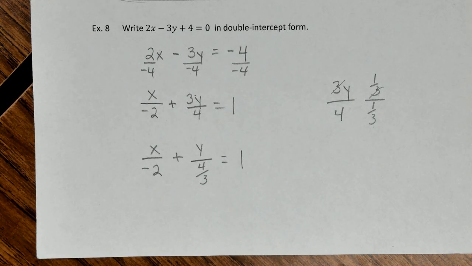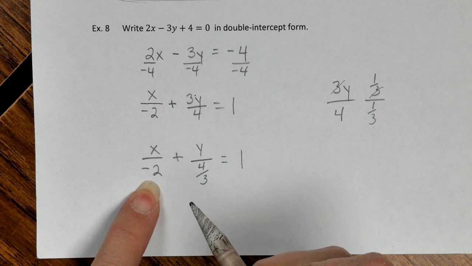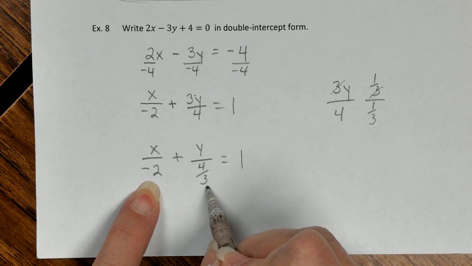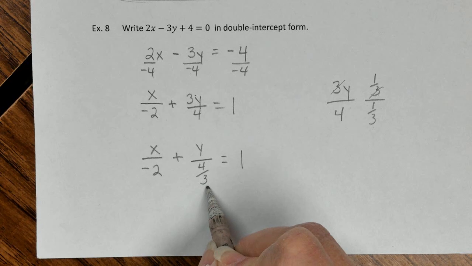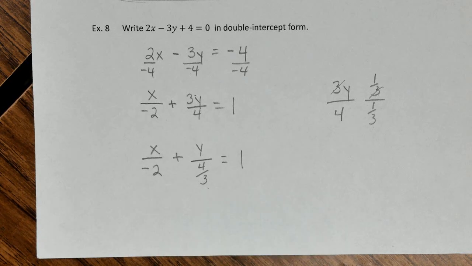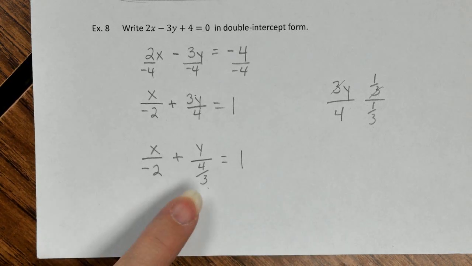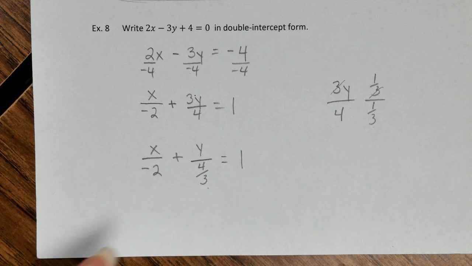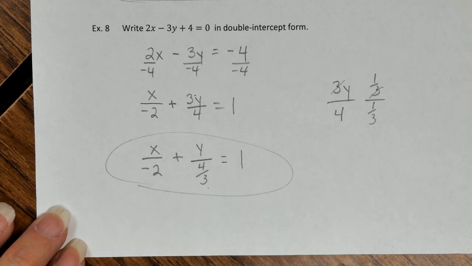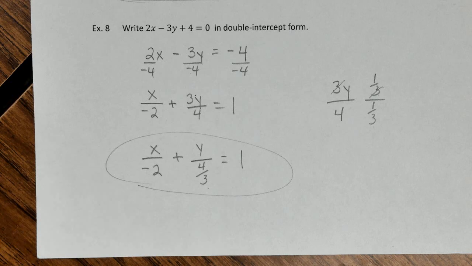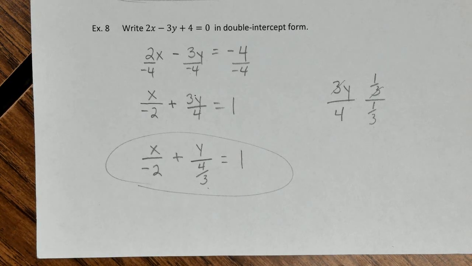To graph the line using this, we'd put a point at negative 2 on the x and do our best to put a point at 4/3 on the y and connect them, because that's the x-intercept and this is the y-intercept. That is what they asked us to do. We're done with the notes. Have fun manipulating linear equations.